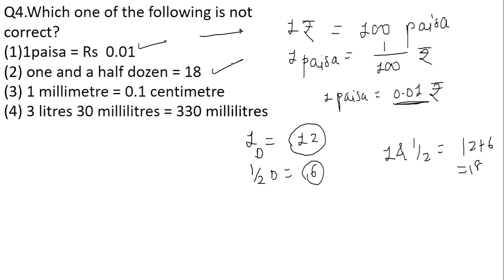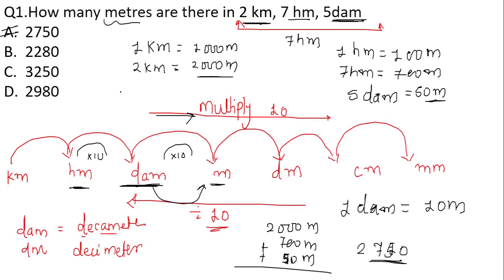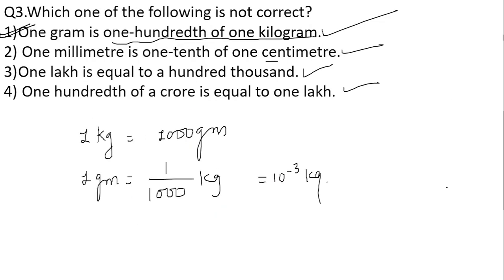If we look at the third statement, 1 millimeter is equal to 0.1 centimeter. This is also the correct one. Now look here, we don't have to do each and every calculation. You just have to remember this one. You can clearly go through all the conversions, either of length or of mass.